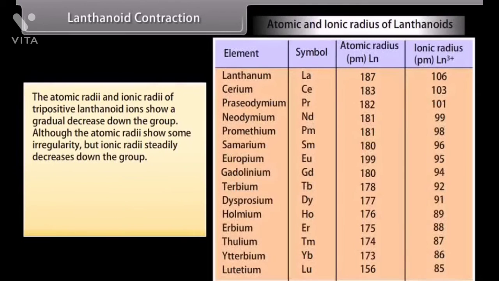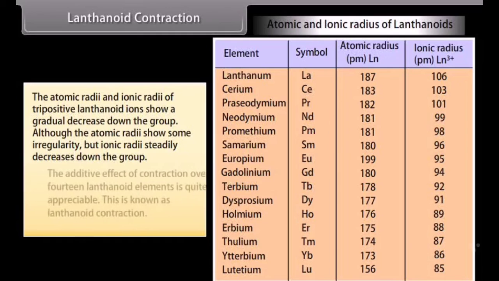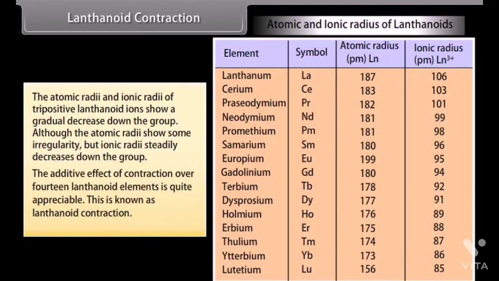Lanthanoid contraction. The atomic radii and ionic radii of tripositive lanthanoid ions show a gradual decrease down the group. Although the atomic radii show some irregularity, the ionic radii steadily decrease down the group. The additive effect of contraction over 14 lanthanoid elements is quite appreciable. This is known as Lanthanoid contraction.